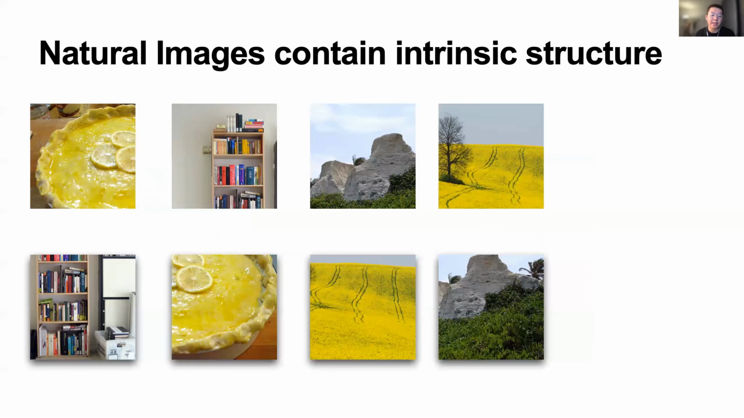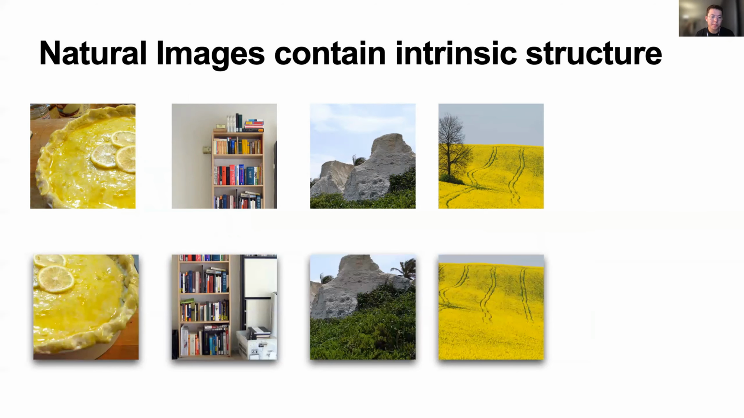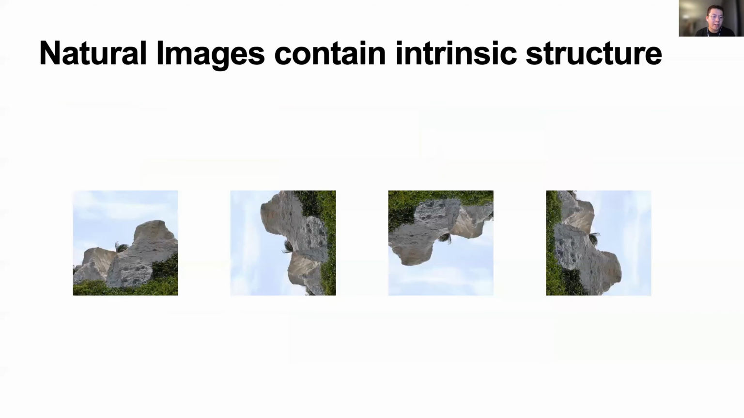Our key insight is that images contain incidental structure. For example, using the structure, we can tell which two image crops are from the same instance. And we can use the structure to tell how much the image is rotated.